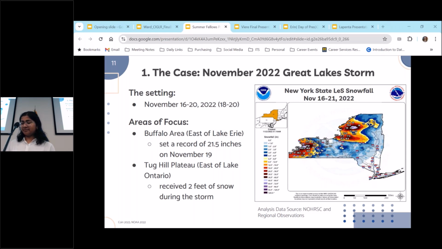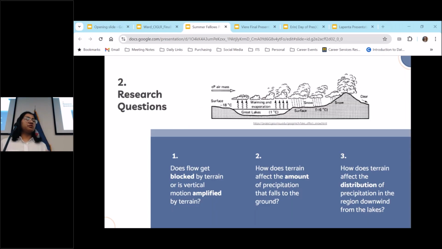So the main research questions we're answering is, when a lake effect snowstorm encounters a terrain feature, does the flow get blocked or does the vertical motion get amplified by the terrain? And if so, how does the precipitation change based on that? Is the amount of precipitation change different, or is the distribution different?